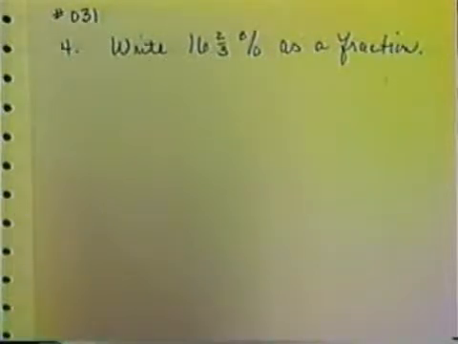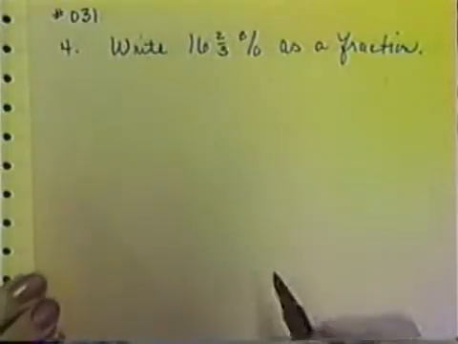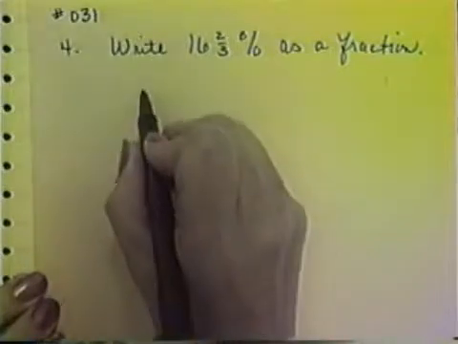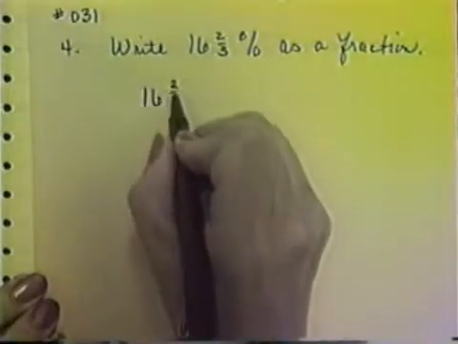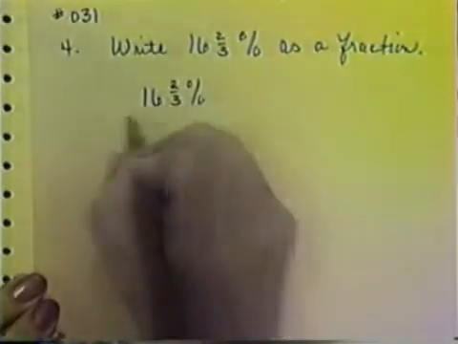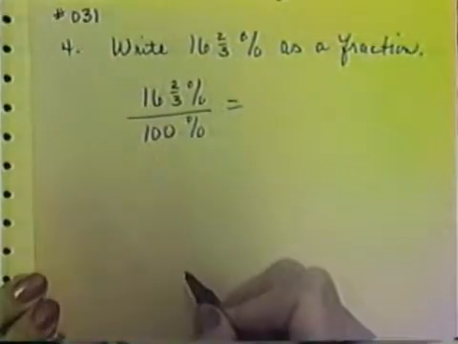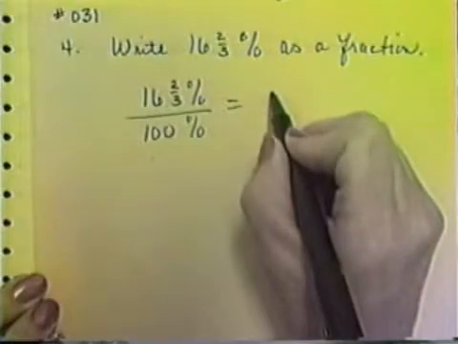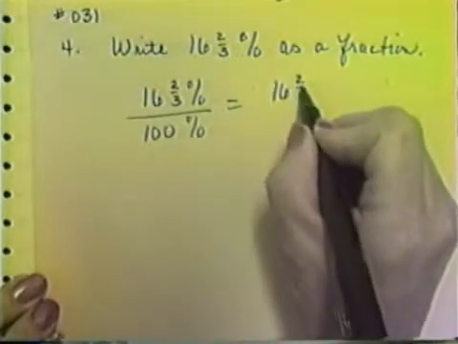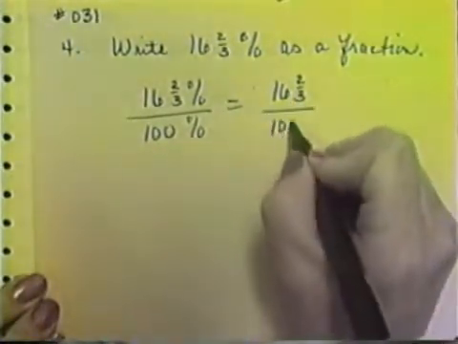Okay, we want to write 16 2/3% as a fraction. So we're going to take 16 2/3% and divide by 100%, which gives us 16 2/3 divided by 100.